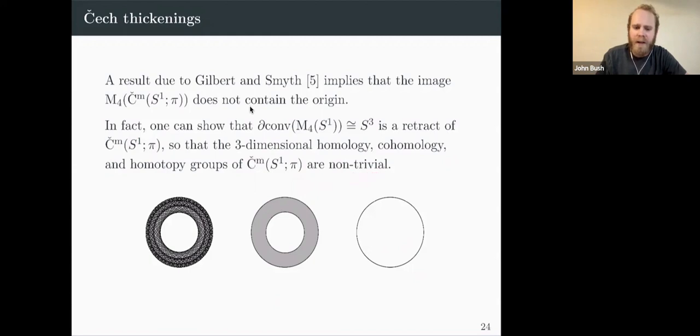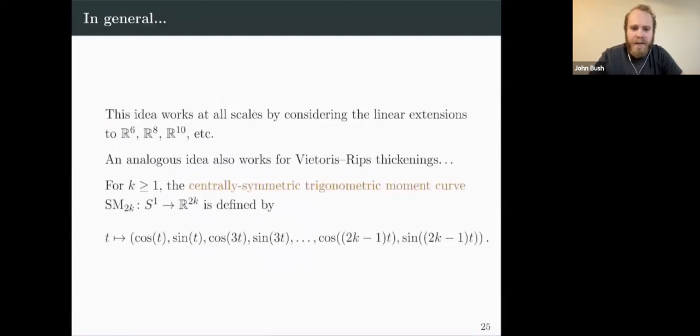And this collection of pictures I've drawn here is just supposed to indicate the infinite dimensional complex, all of these simplices of arbitrarily high dimension mapped into a Euclidean space, which collapses a lot of them. And this is this hollowed out ball, and its boundary is this 3-sphere. And this is enough to imply some results about homology and cohomology and homotopy groups.